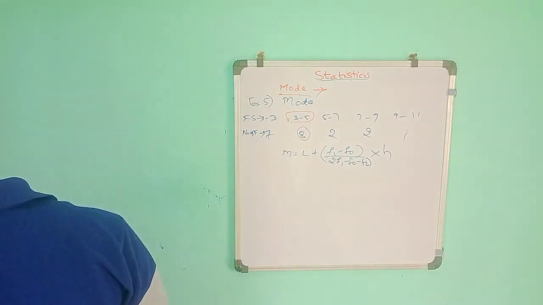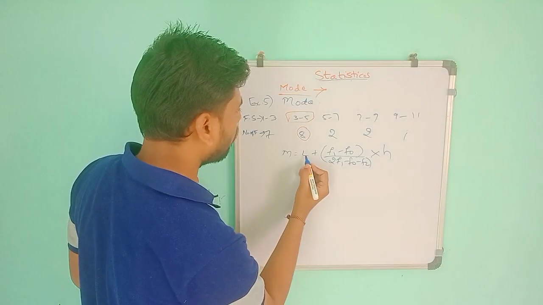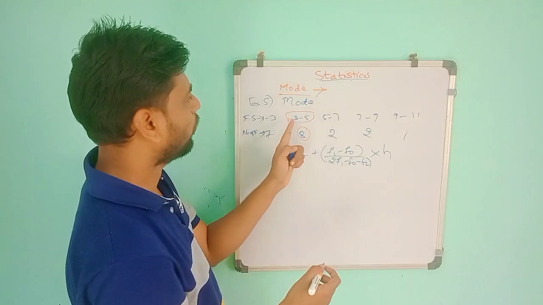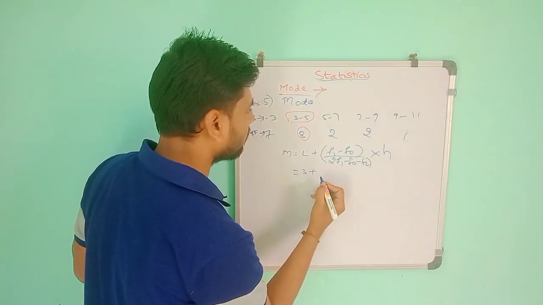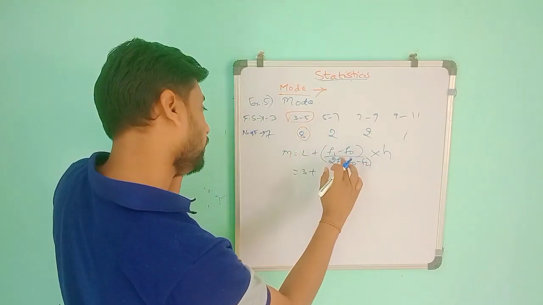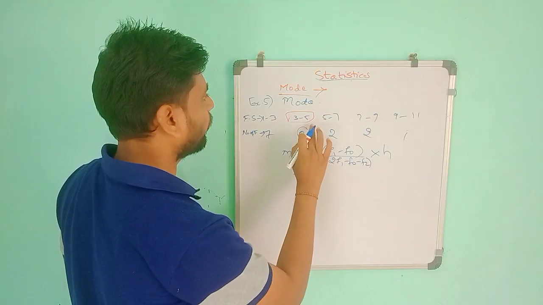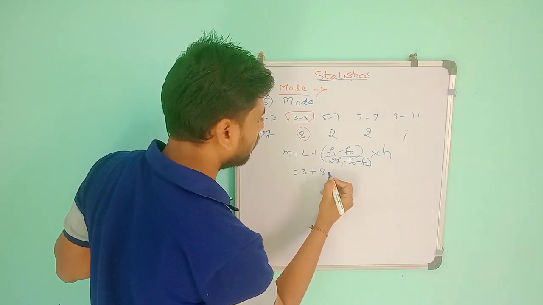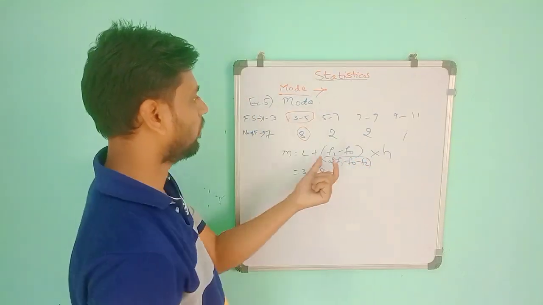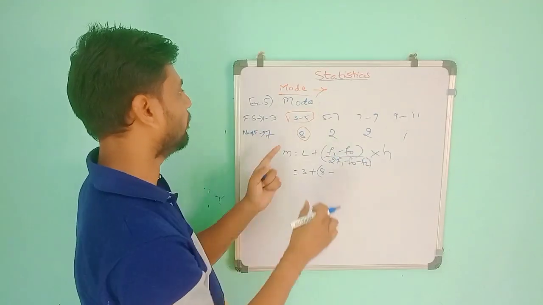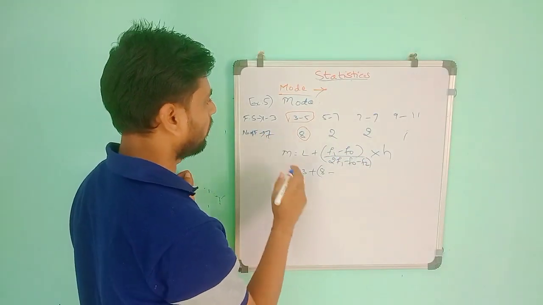So if we compare this one, the lower class means 3 to 5, and the lower limit is 3. So 3 plus F1, which means the frequency of the model class. This is the model class, so the frequency of that model class is 8. 8 minus F0, the preceding frequency, which is before that. So this is 7.